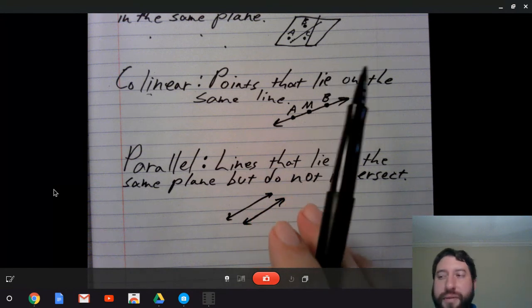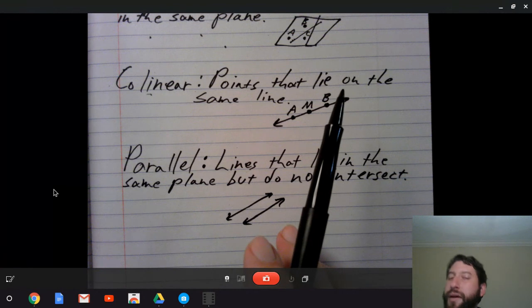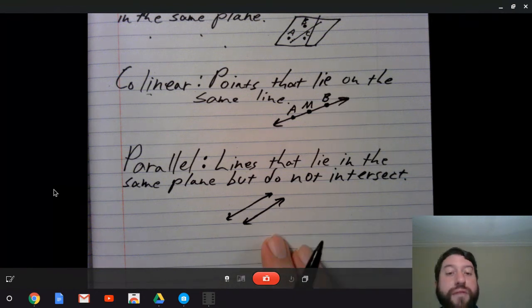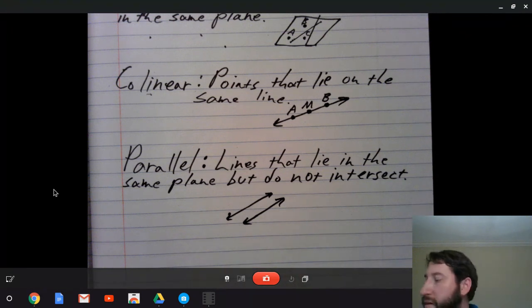And I got to think about how to make that a little clearer. I still don't think that's clear, but I'm going to have to get back to you on that one. Again, parallel, two lines that lie in the same plane but do not intersect. That's parallel lines. All right, so let's see, what else do we have here?